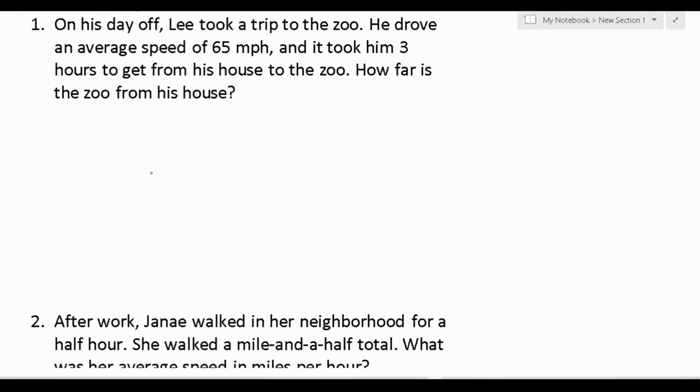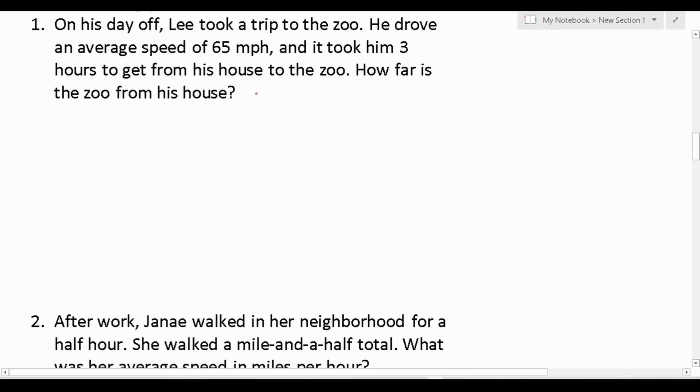How far is the zoo from his house? So, unlike in the problems above, we now have to identify what the problem gives us and what we're being asked to solve for. So let's go ahead and do that.